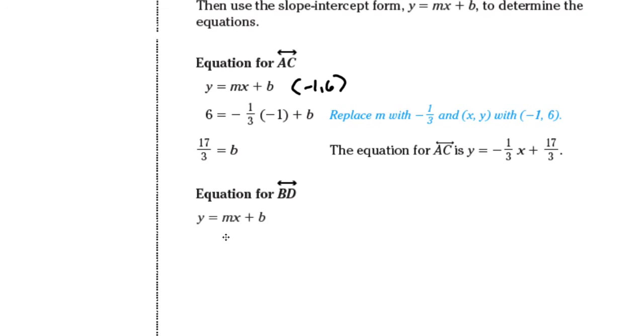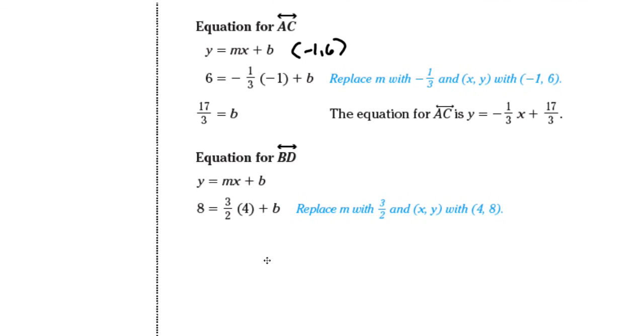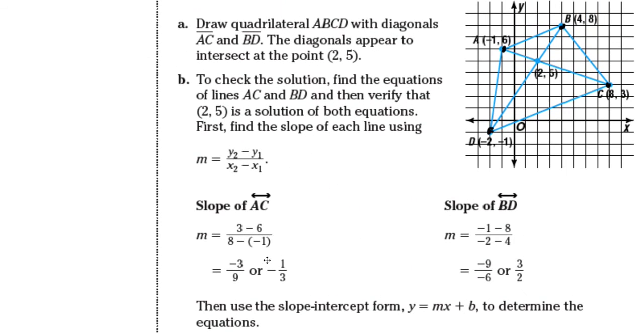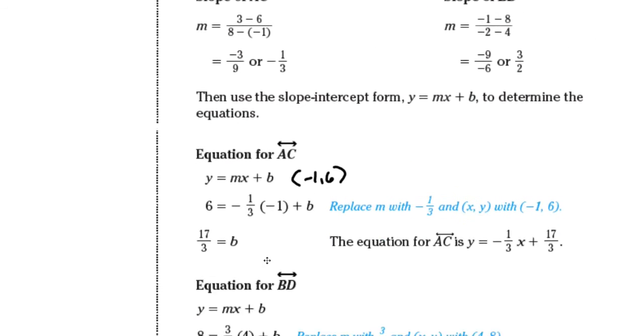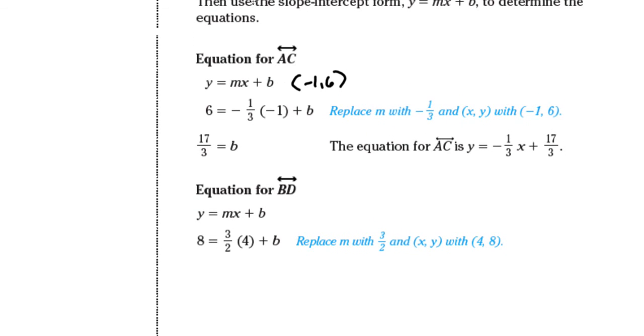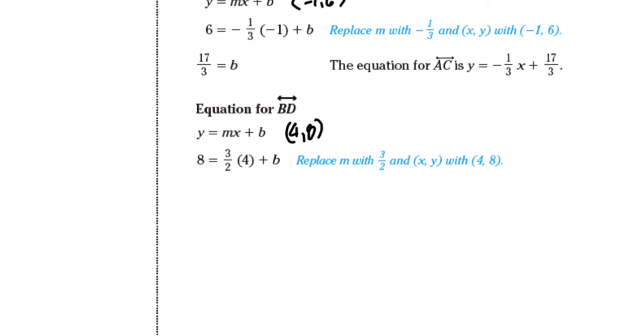Again, y equals mx plus b. We substitute the slope, which is 3/2, and use the point (4, 8), which is point B, to find the equation for this line. Substitute those values to x and y. You now have 8 equals 3/2 times 4 plus b. The value of b will be 2. Then we simply substitute the y-intercept back to y equals mx plus b, and we end up with y equals 3/2 x plus 2.